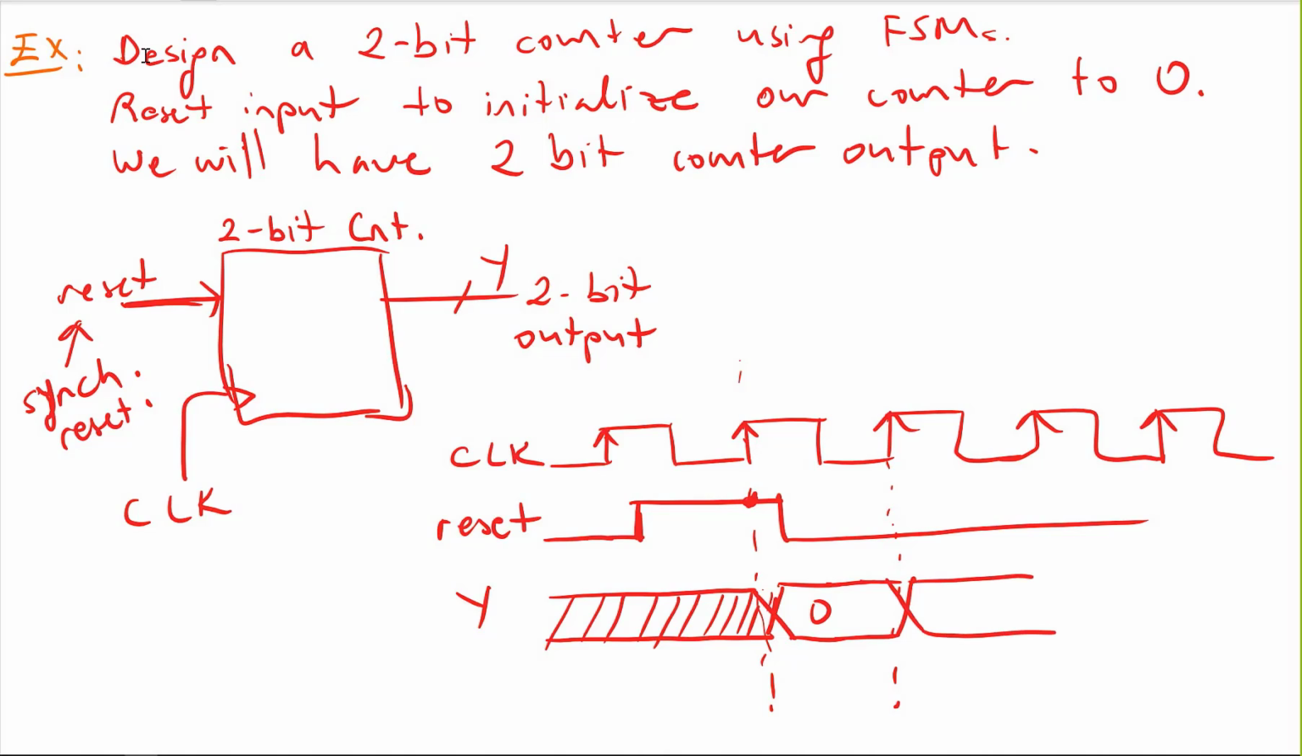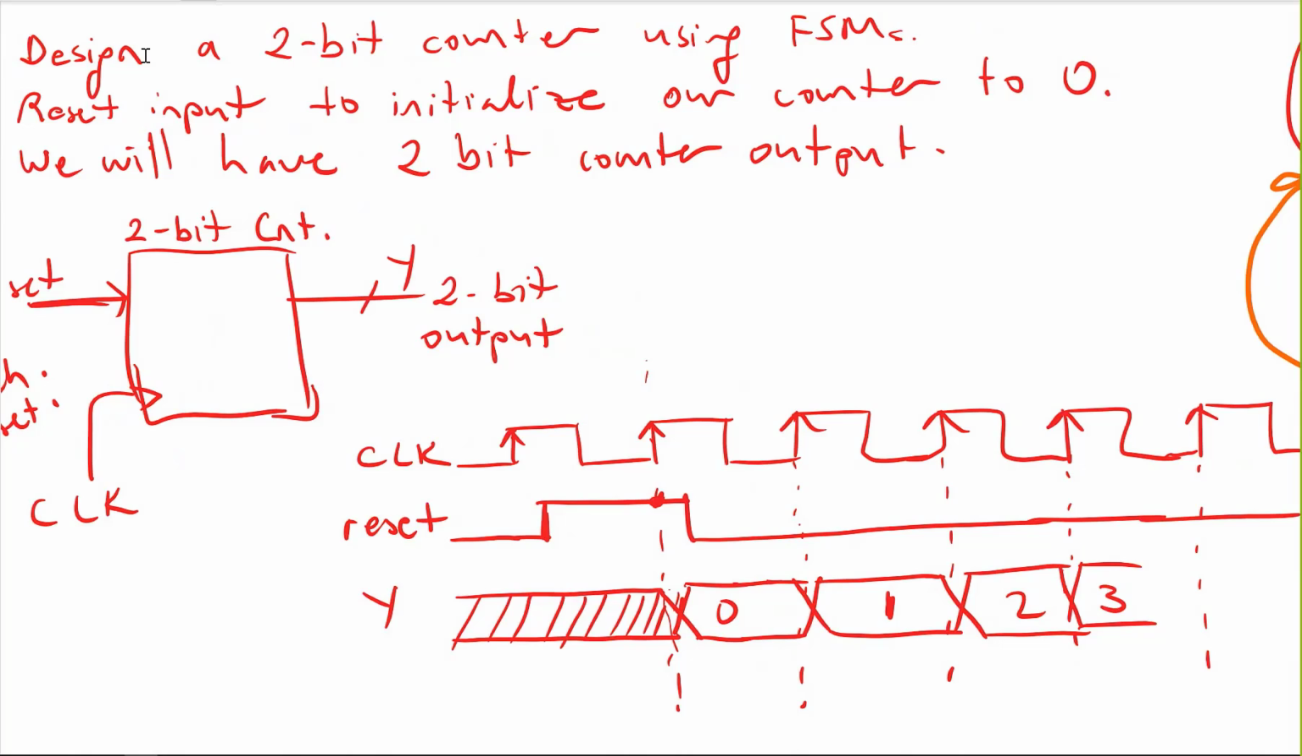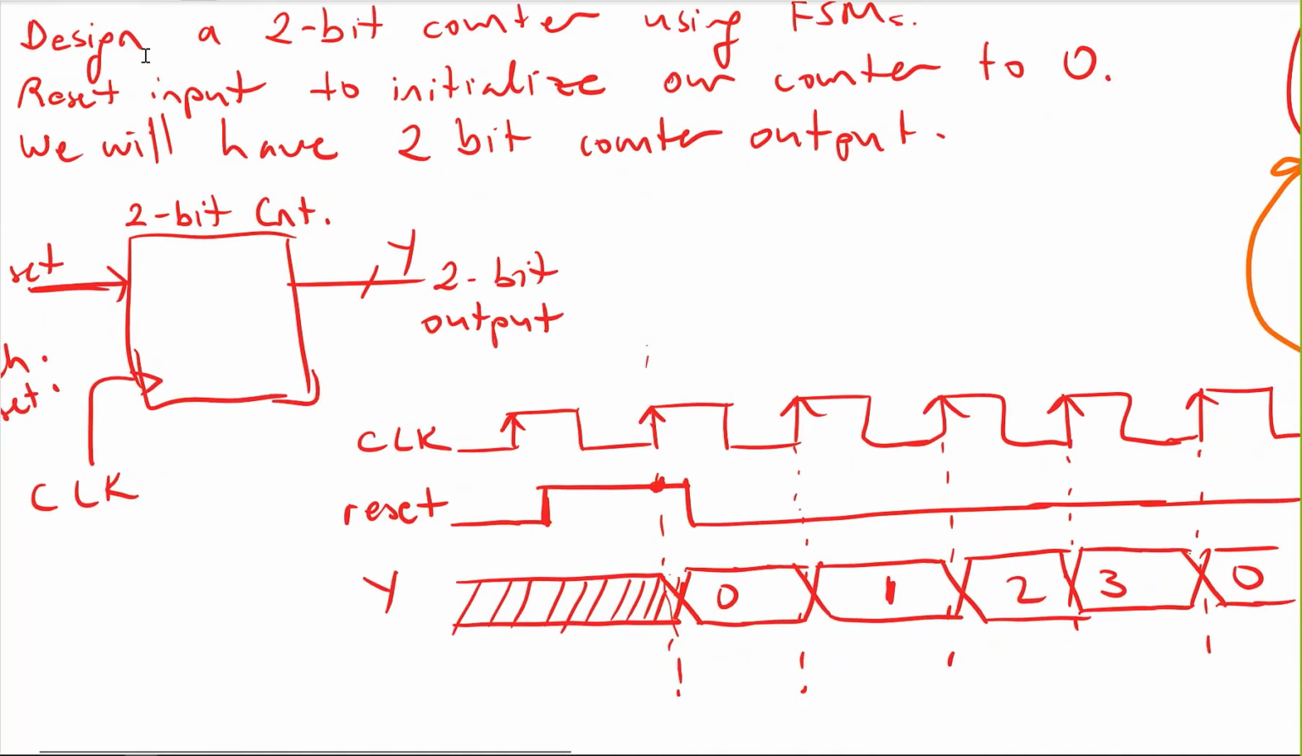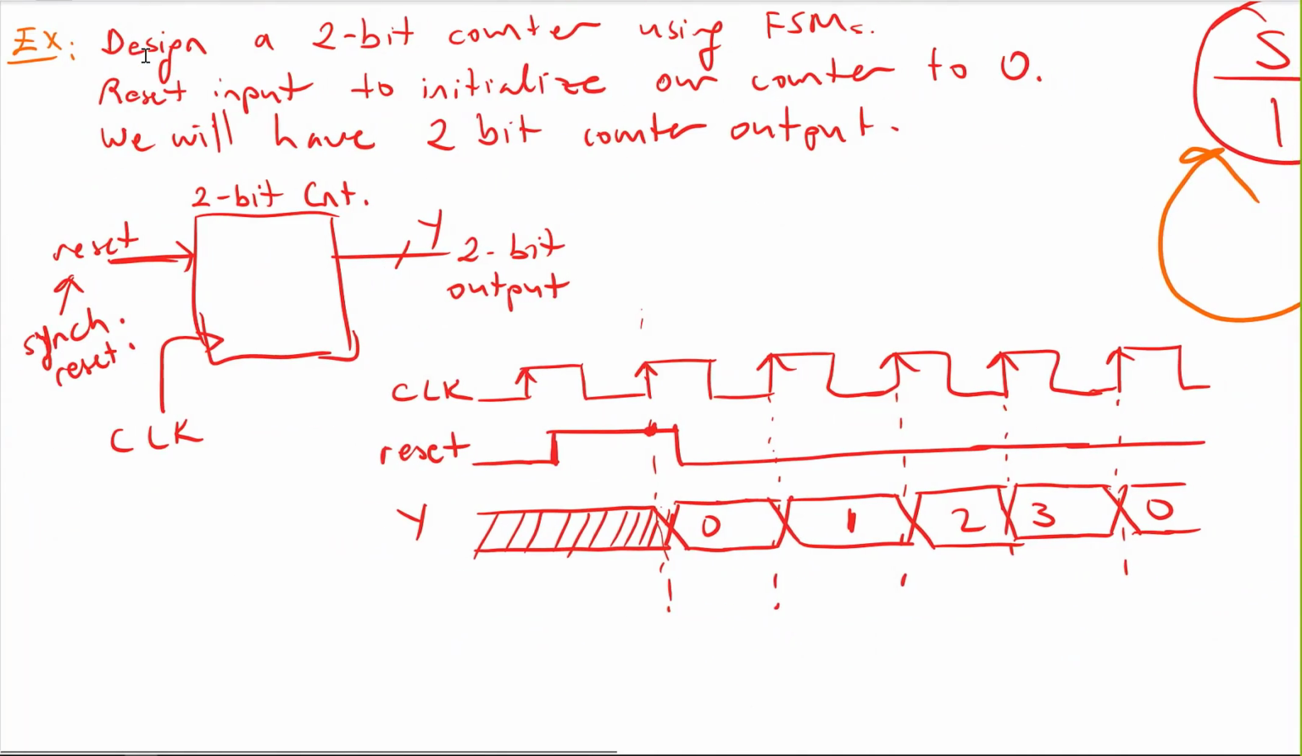It is counting, right? So this is a counter, and on the next clock edge, my value will be 2. On the next edge, it will change to 3, and on this edge, it will go back to 0. Because it is a 2-bit counter, it will count from 0 to 3, and then go back to 0, and then it will count again. So this is what we are trying to do.